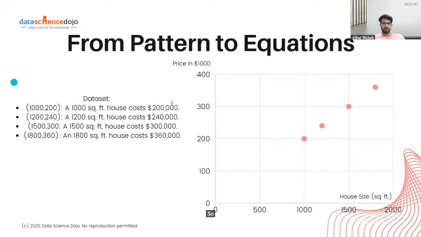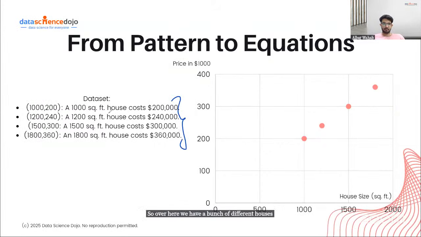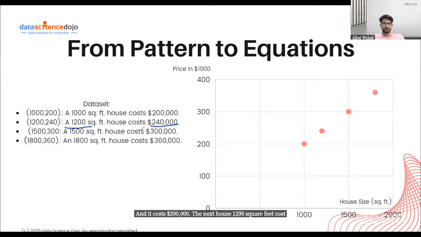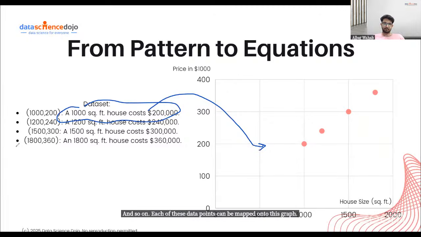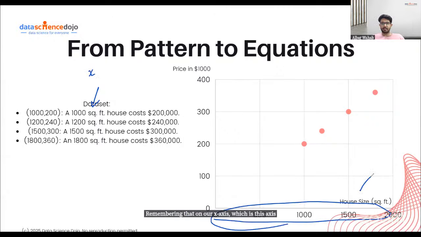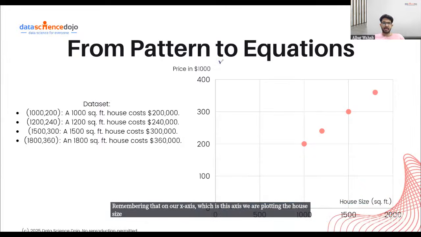So over here, we have a bunch of different houses. This house is 100 square feet and it costs $200,000. The next house, 1,200 square feet, cost $240,000, and so on. Each of these data points can be mapped onto this graph. Remembering that on our x-axis, which is this axis, we are plotting the house size, and on our y-axis, we are plotting the corresponding price.